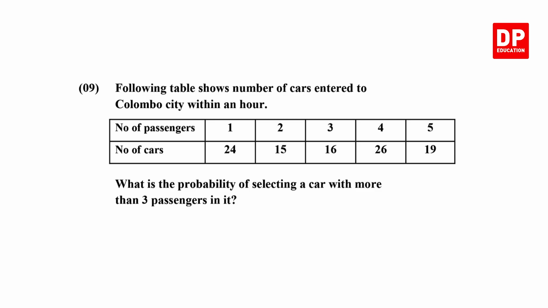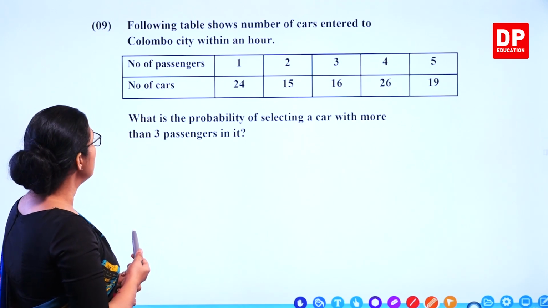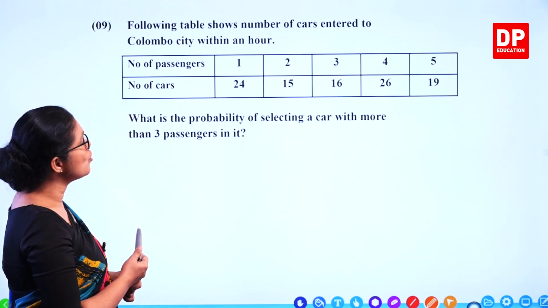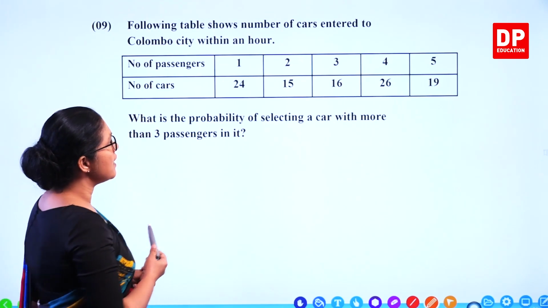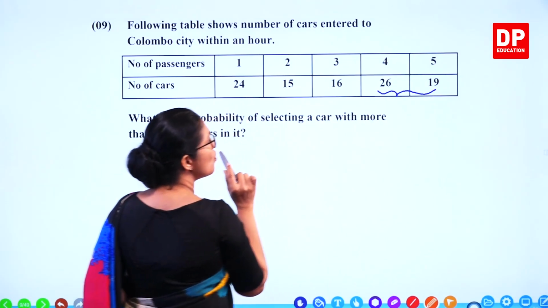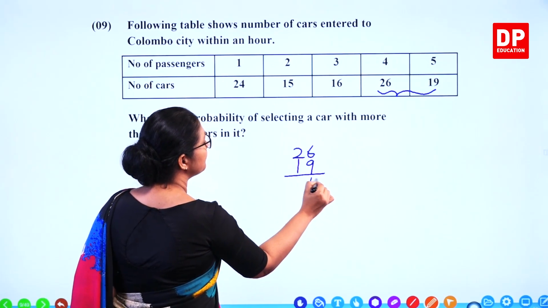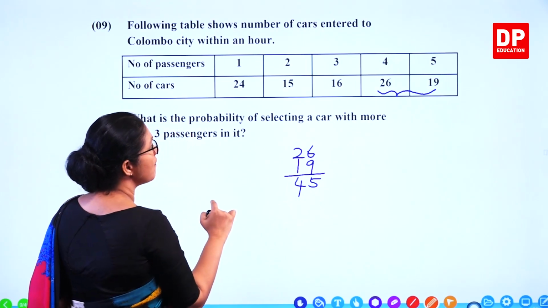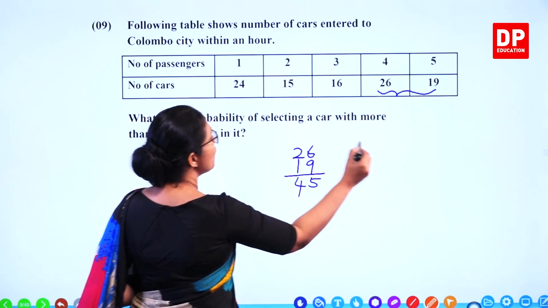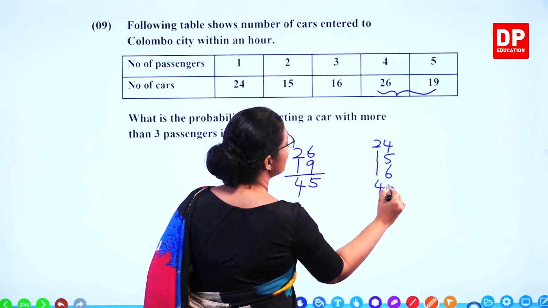Question number 9. The following table shows the number of cars entered to Colombo City within an hour. What is the probability of selecting a car with more than 3 passengers in it? More than 3, so you can't take 3. So 4 and 5. We can add these two. What's the total? 26 and 19, 45. What's the total for everything here? 24, 15, 16 and 45.